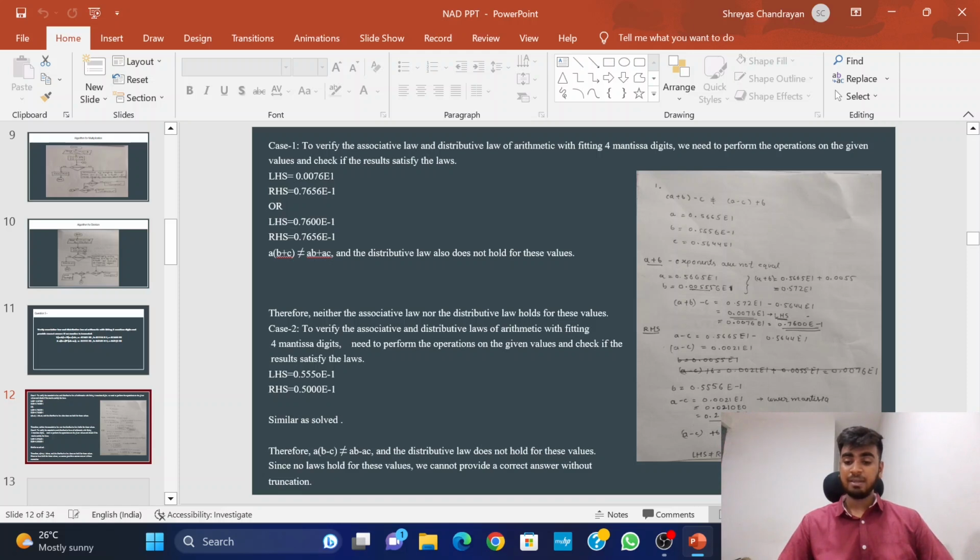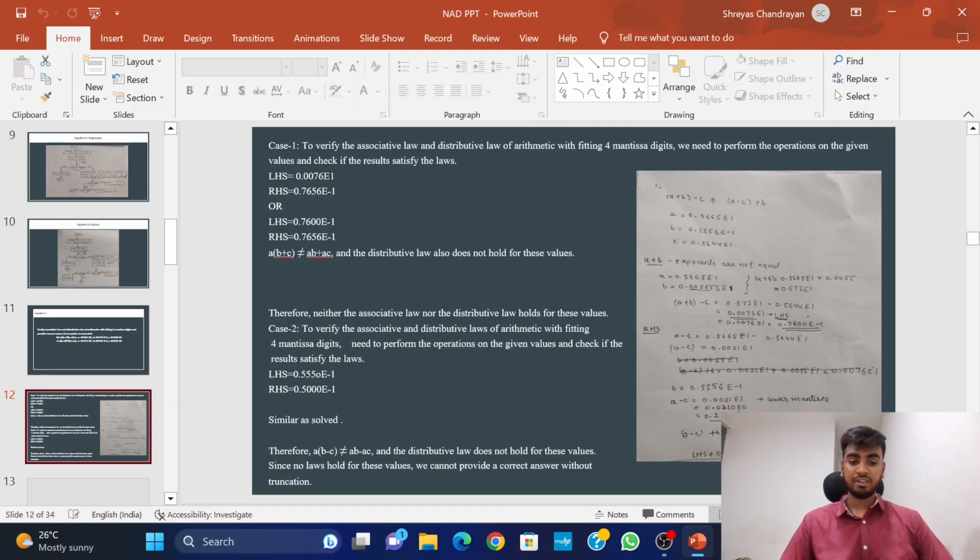So a minus c plus b is equal to 0.7656 e minus 1. Therefore, the value of LHS is 0.7600 e minus 1 and the value of RHS is 0.7656 e minus 1. Therefore, LHS is not equal to RHS. Therefore, A into B plus C is not equal to AB plus AC, and the distributive law also does not hold for this value. Therefore, neither the associative law nor the distributive law holds for this value.